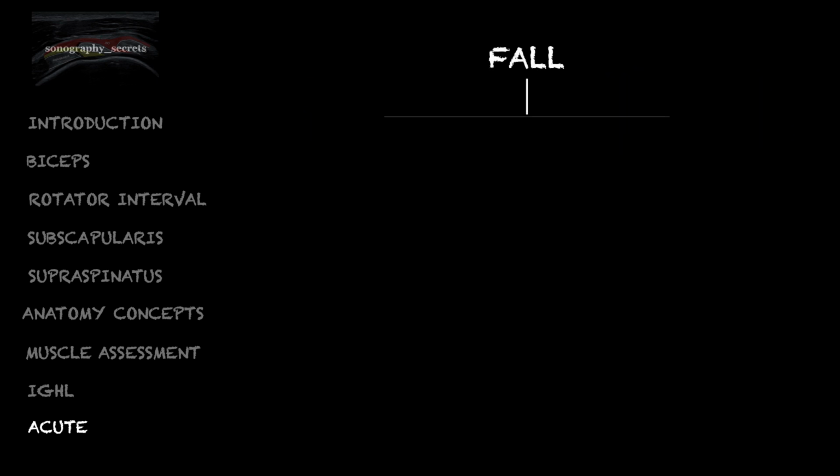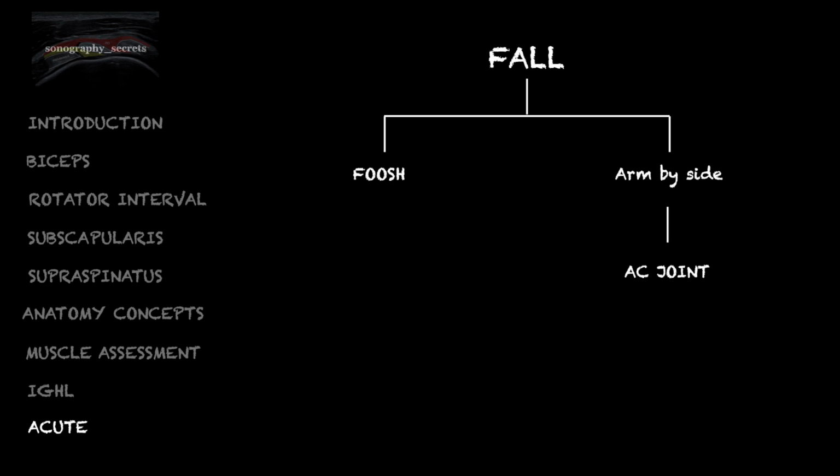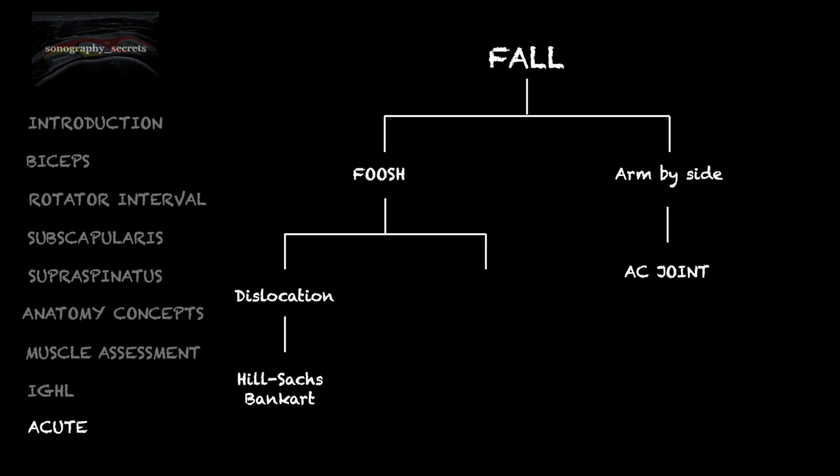If a patient presents post-fall, I'll ask if they fell with their arm outstretched or by their side. If the arm was by their side, I think AC joint injury. If outstretched with a dislocation event, I think Hill-Sachs and Bankart lesion. If no dislocation occurred, I think tendon tear.